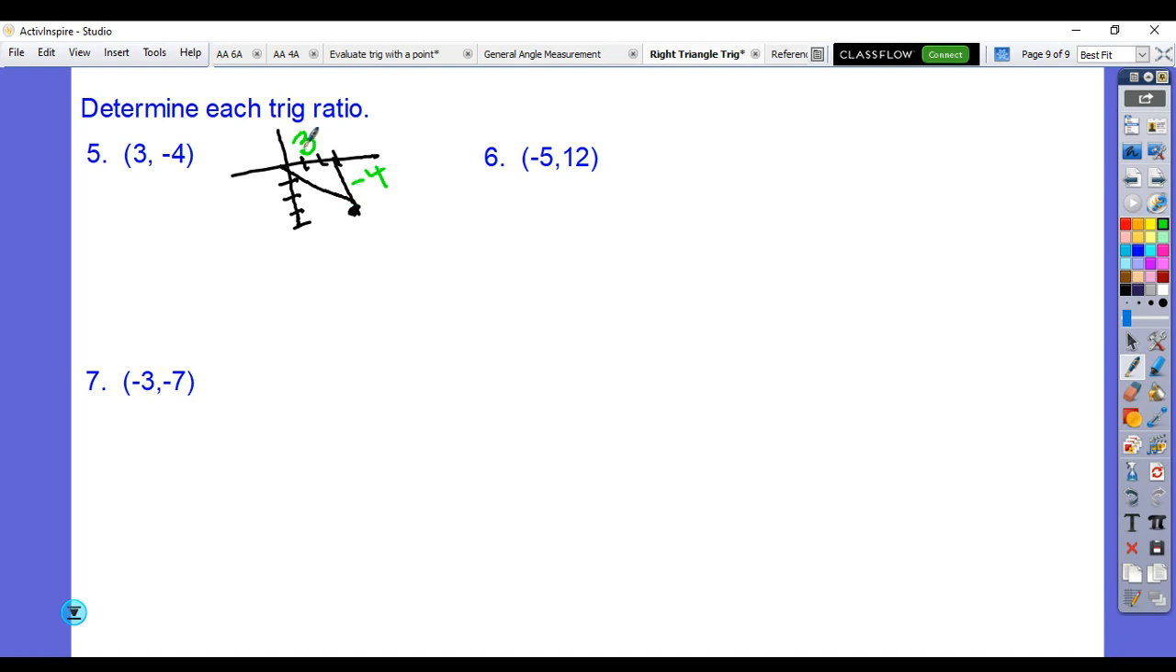Then we're going to do a squared plus b squared equals c squared. But do you remember the most common right triangle? 3, 4, 5. Now, if you need to use the Pythagorean theorem to find that, that's fine. But we have x, y, r.